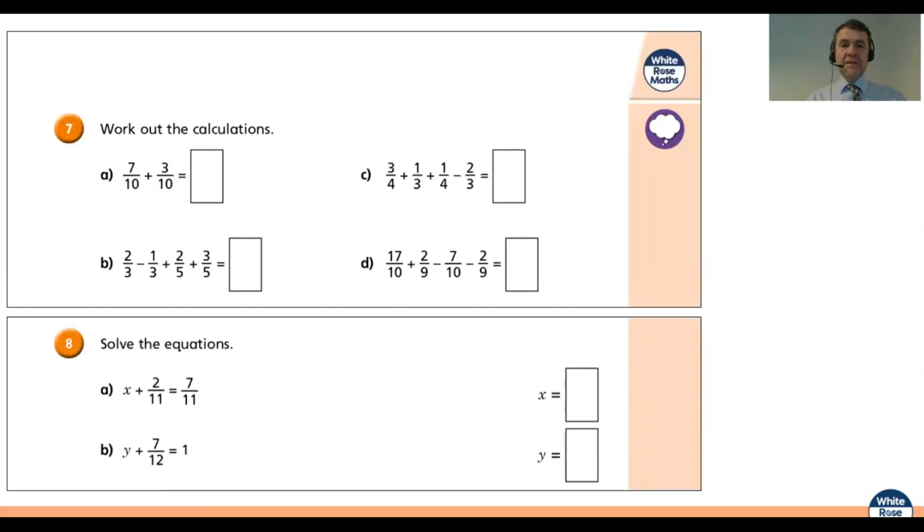Here are some more questions involving adding and subtracting fractions with the same denominators that link to the whole. These ones are from our premium resources. Have a look and see what you think. Pause the video.